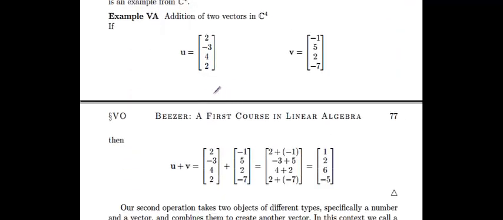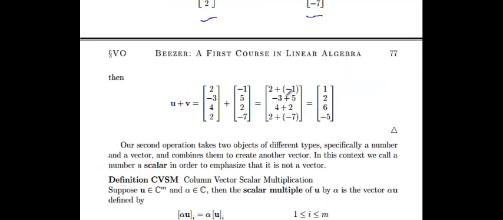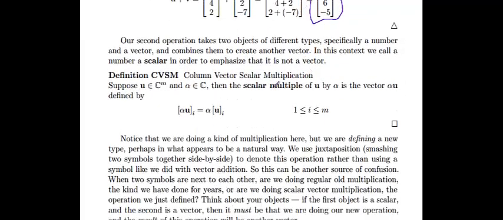Okay, so here he does an example of summing two vectors. These are in C4 because there are 4 entries in each one. You add the vectors entry by entry and get the result. All right, now column vector scalar multiplication. To do scalar multiplication, you multiply a vector u by a scalar by multiplying each component by that scalar multiple.